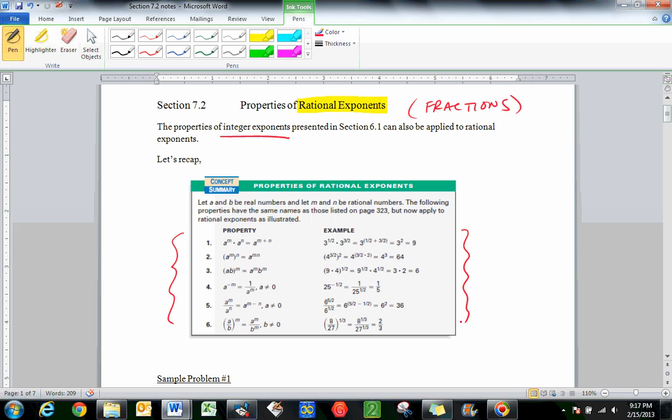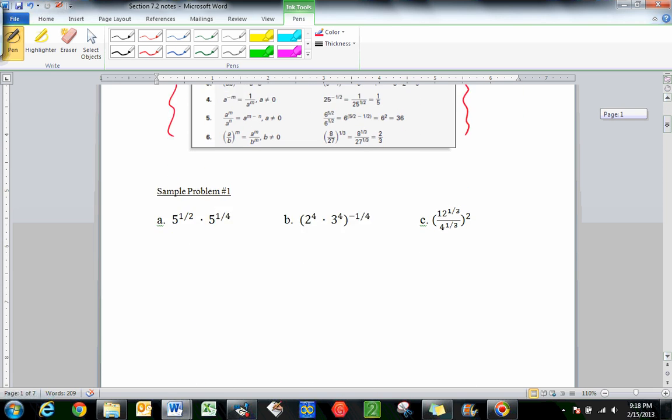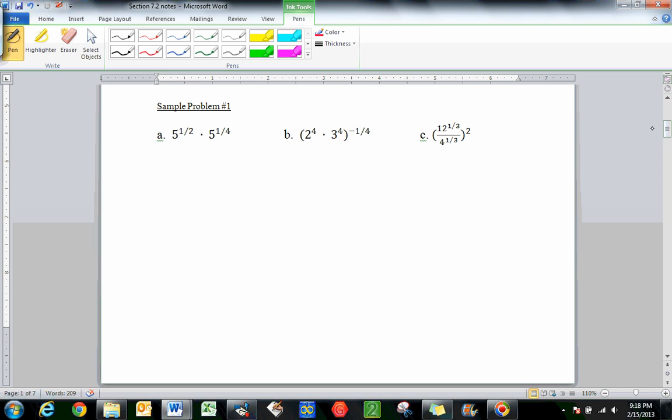So take a moment to review this concept summary box with the properties of the exponents, and then we're going to go down to sample problem number 1. We have 3 different problems here for you. After you've given those properties of exponents a good review, go ahead and pause the video and work these 3 sample problems, and then come back and look at the answers.